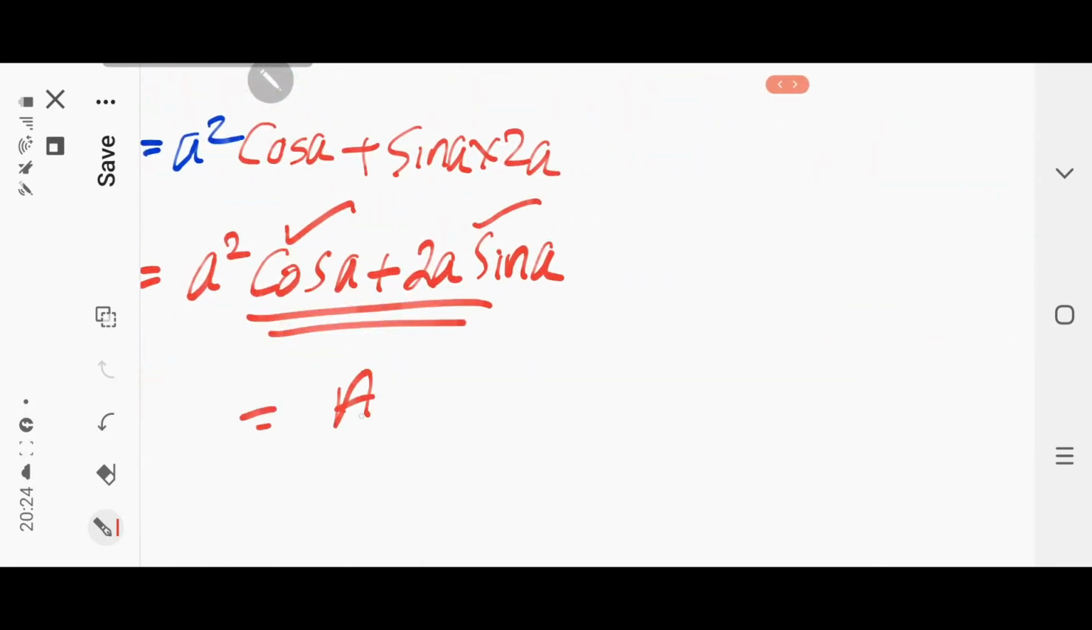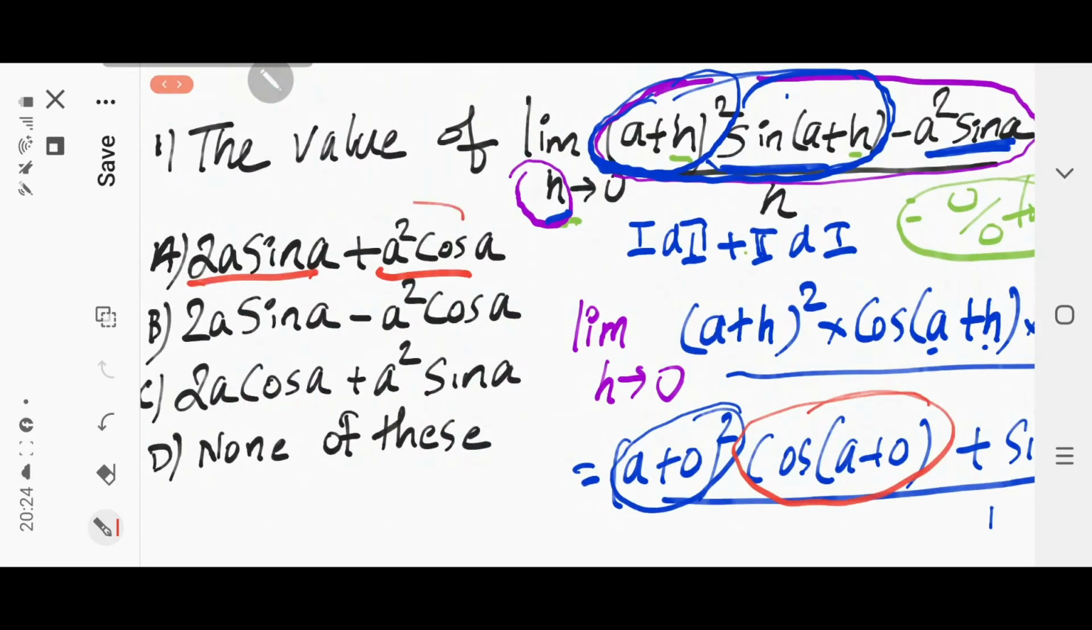Therefore, they can tell the answer as A is the right answer. This is the right answer for that. See? This is a way to do a problem when we are applying limit to a function.